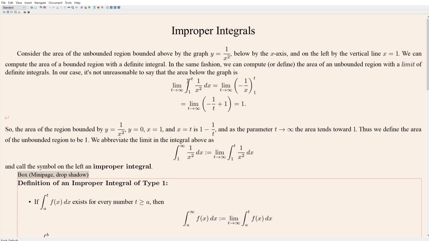Indeed, this is easy enough to compute. We can just hit this guy with the power rule to get that. Plug in t and 1 and we get that. So this is the area of the region under this curve between x equals 1 and x equals t. And then as t moves farther and farther to the right on the x-axis, this area approaches a limit. Namely, it approaches a limit of 1. So it is reasonable then to define the area of that unbounded region as being equal to 1, because it's completely consistent with the notion of area that we have been working with.